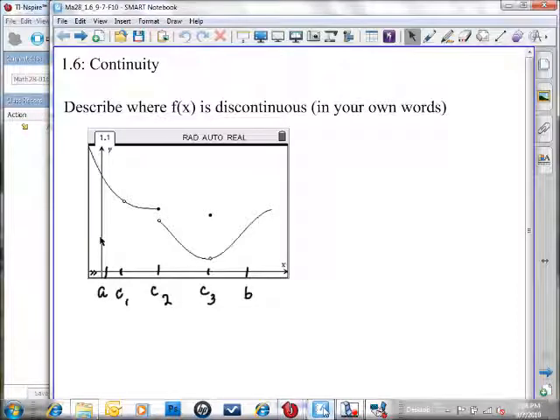So I just want you to identify where that graph is discontinuous.